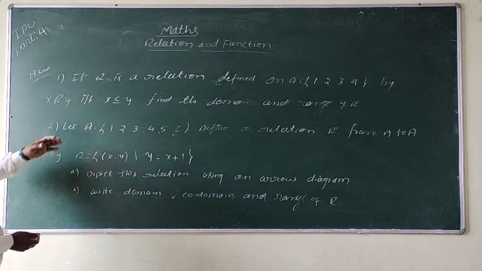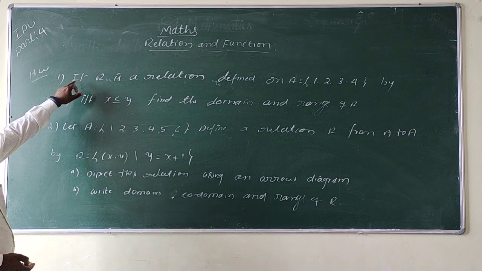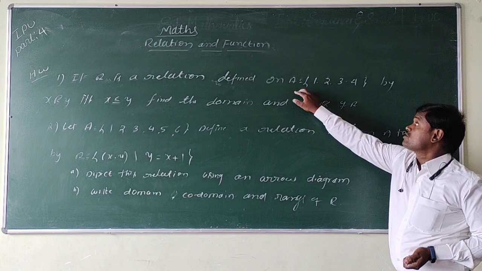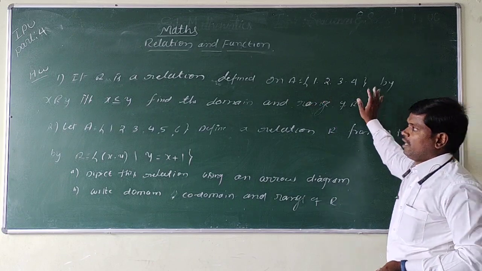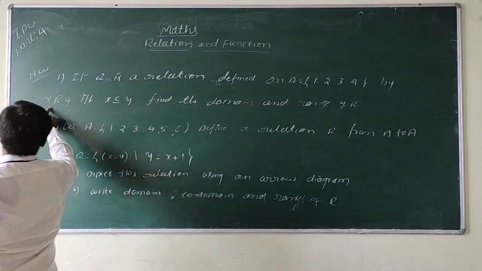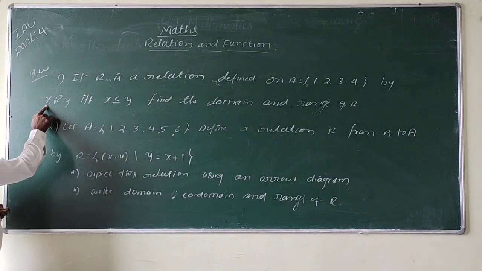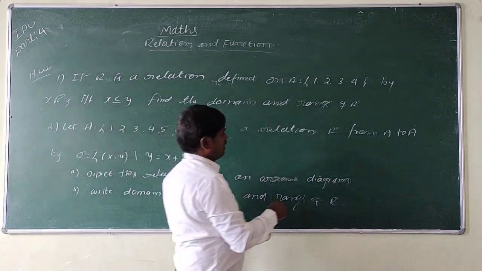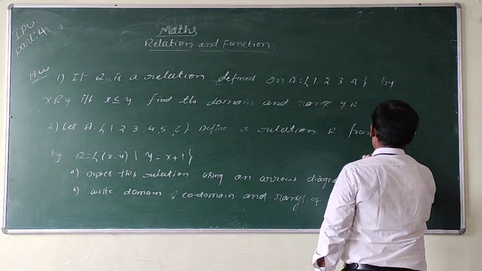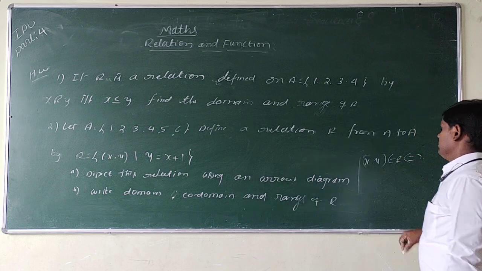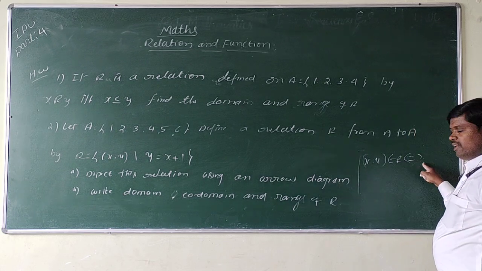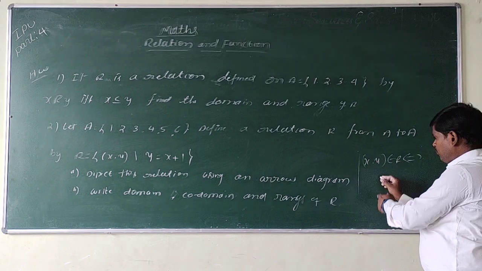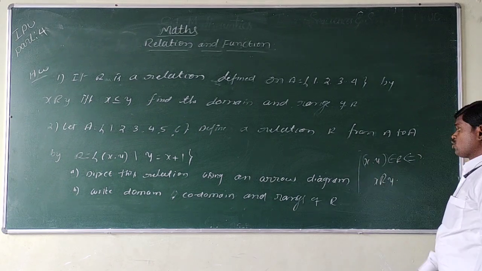So take these problems as homework. The first one: if R is a relation defined from set A to set B, with elements 1, 2, 3, 4, and defined by x R y, it is read as x is related to y if and only if. The last problem is: x, y belongs to R implies x is related to y is true.